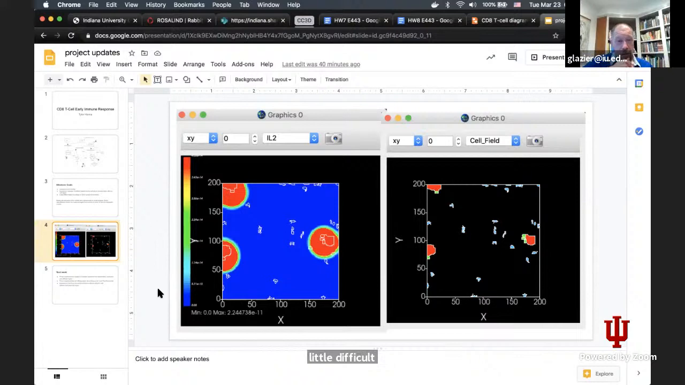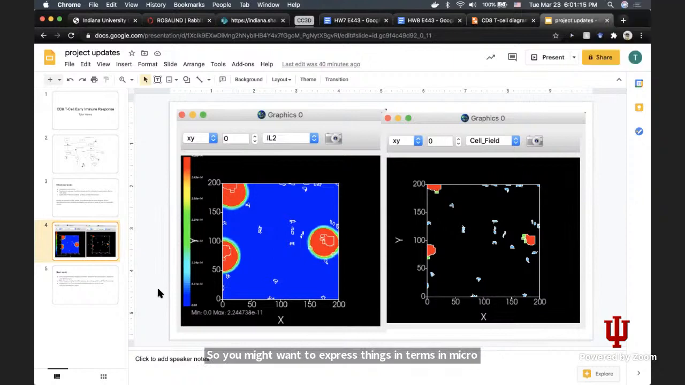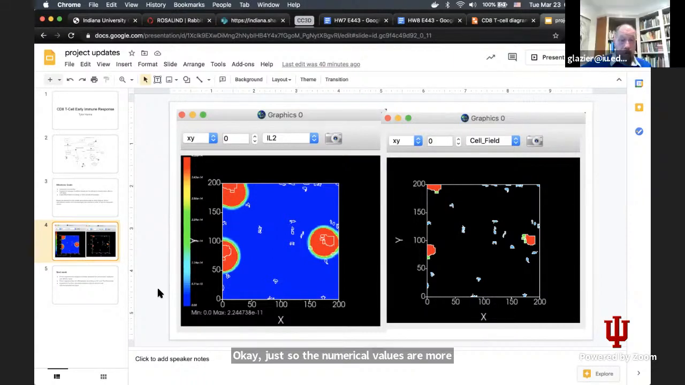Well, usually these small numbers are expected because you're usually talking about nanomolar or even picomolar concentrations for cytokines. So you might want to re-express things in micromolar or nanomolar units, just so the numerical values are more reasonable. In other words, multiply by 10 to the 9th, 10 to the 12th for everything, picomolar. So you have to then convert your units, but it doesn't matter. You can always multiply by 10 to the 11th when you set your threshold.